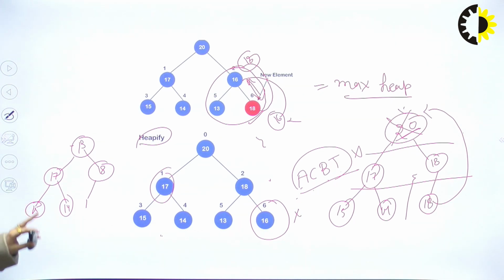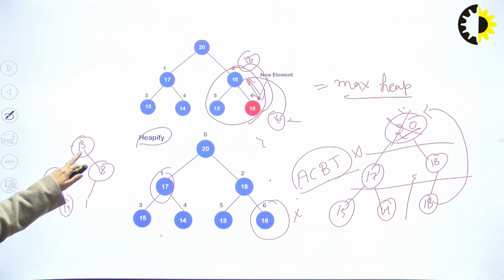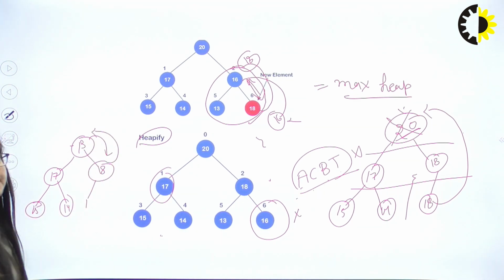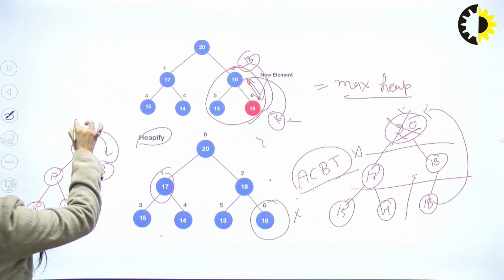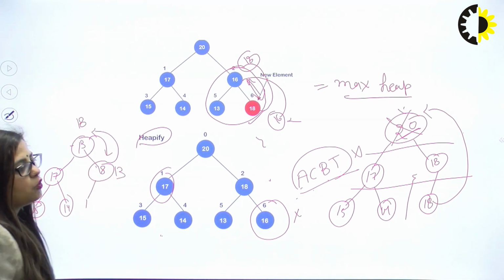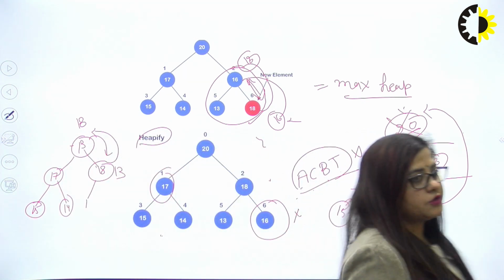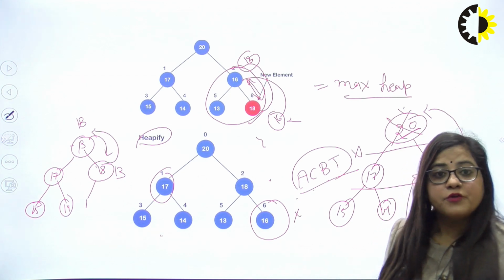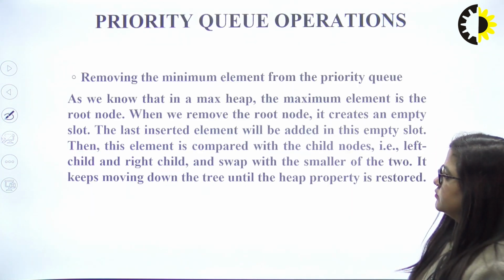Okay, so is the condition fulfilled? Is 13 a max heap? 13 is not a max heap because the parent is not greater than its child. So here we use the heapify operation again. 18 is there and 13 is here. So now this tree is a heap tree, a max heap tree, after deletion.